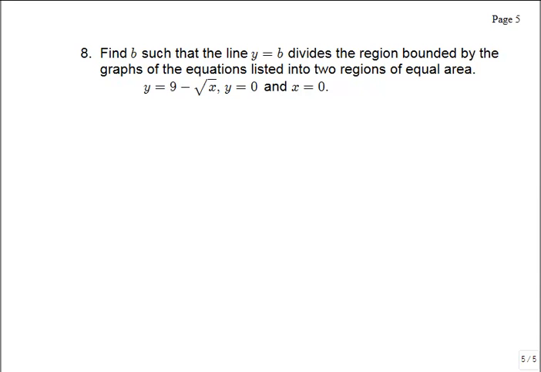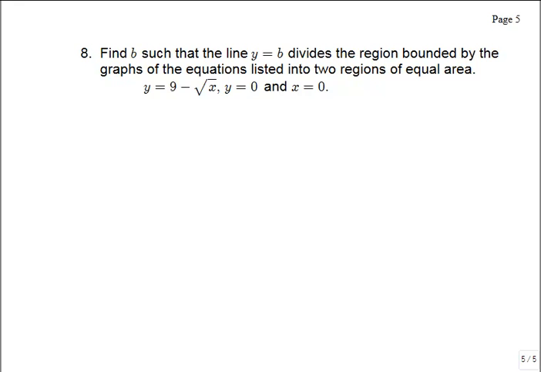All right, the next example is a little bit different. Here we want to find b such that the line y equals b divides the region bounded by the graphs of the equations listed into two regions of equal area. So the region that I'm talking about here is y equals 9 minus the square root of x, y equals 0, and x equals 0.